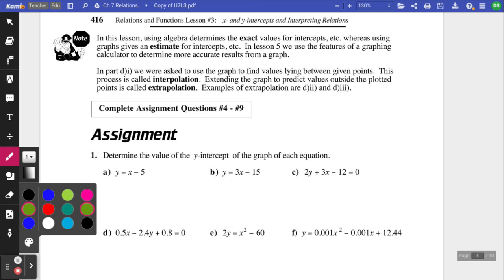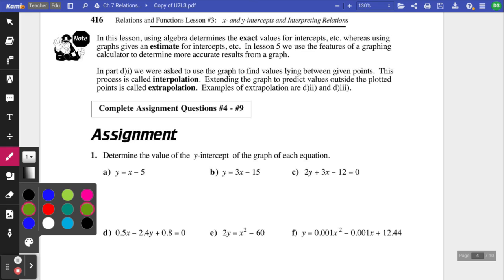Now, here's a word I want you to know. In part D1, we were asked to use the graph to find the values lying between the given points, and that's called interpolation. Interpolation is when they gave you some values. So they gave you 0 and 2 and 4 and 6. We found those, and then we said, okay, now go find 3. 3 was in between the 2 and the 4 that we actually calculated, right? So when you're finding information in between the values, that's called interpolation. It's in between.